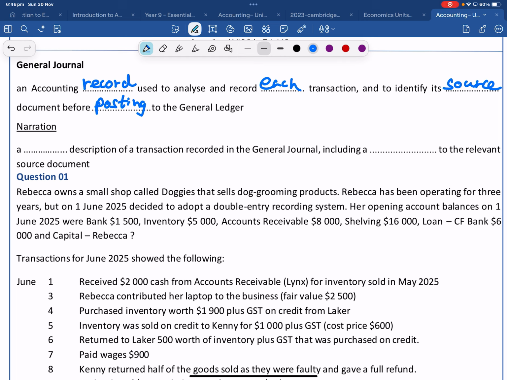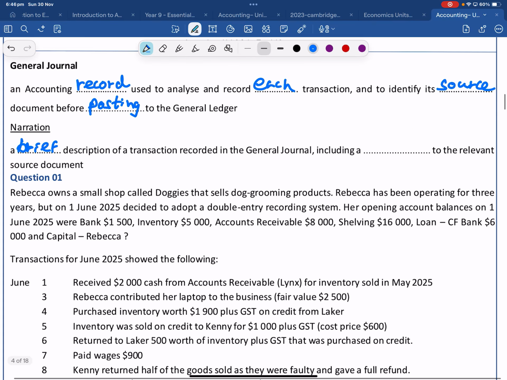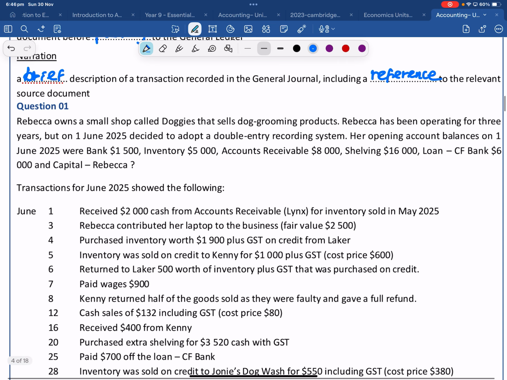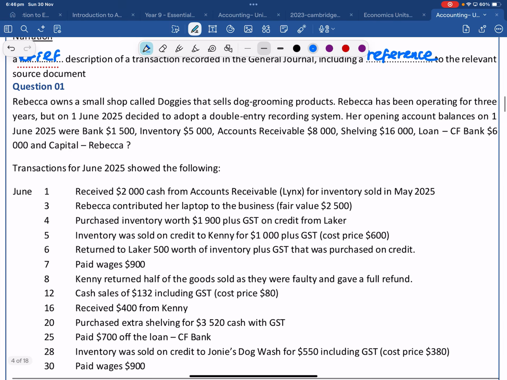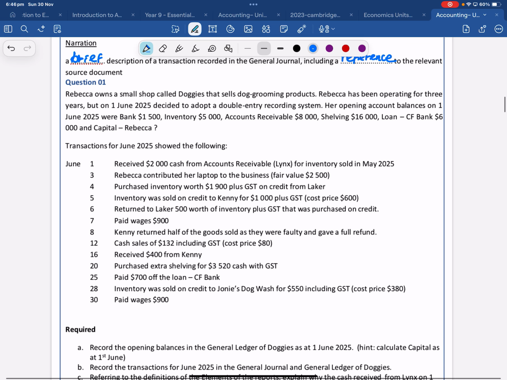Yep. Then narration. Narration means narrator. Yes, the narration is a brief description of the transaction recorded in the general journal, including a reference to the relevant source document. Right. Please read the question and let's start it, guys.